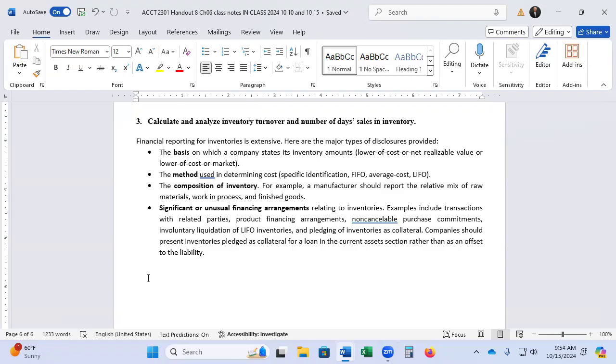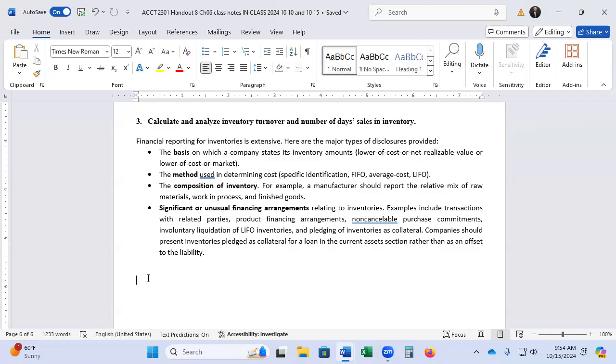All right, so the basis for your inventory, we heard that called carrying value, book value. That means what is your inventory on your financials at? The method, we talked about the 4 methods: specific identification, FIFO, LIFO, weighted average, and the composition of inventory. So for manufacturers, work in process, finished goods, raw materials, they break those out.